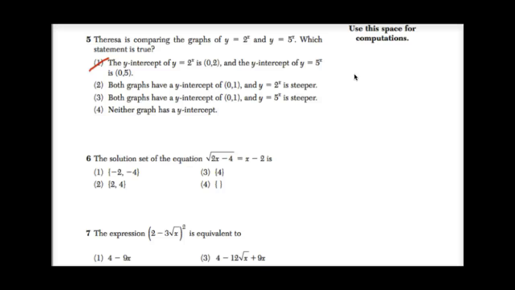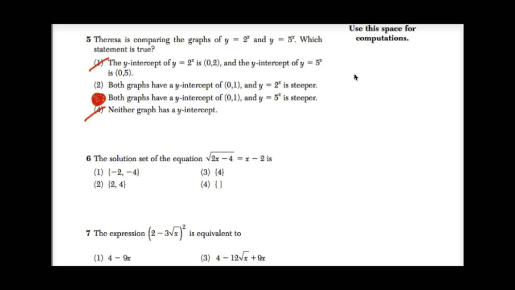Neither of the graphs has a y-intercept. That's also not true. Now we're left between choice 2 and 3. Both graphs have a y-intercept of (0, 1), and choice 2 says y equals 2 to the x is steeper, and choice 3 says y equals 5 to the x is steeper. If you graph this on your calculator, you will see choice 3 is correct. All you had to do was graph this.